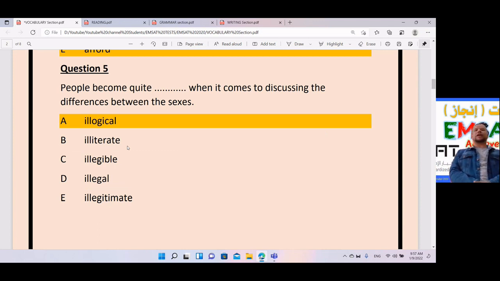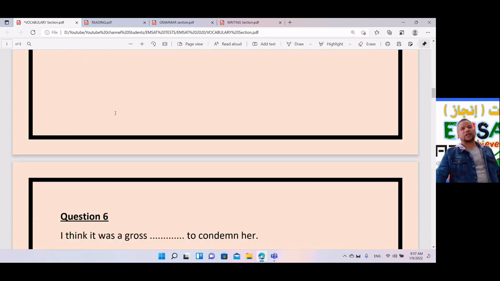Question 5, people become quite, not quiet. Quite means completely. People become quite what when it comes to discussing the differences between the sexes, I mean boys and girls, males and females? Completely what? Illogical. Illogical means not logical, because they are talking about just bias. Females are praising themselves, males are praising themselves, so illogical, not logical.